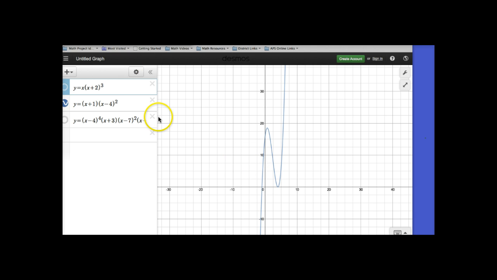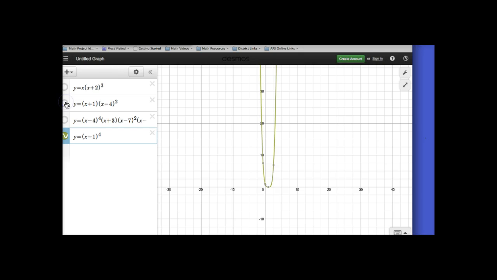So here's our function, the (x + 1)(x - 4) squared. And notice here we have our -1, it's crossing through there. But our +4 root only touches. So let's create another equation. Let's create one that has, let's say, (x - 1), and let's raise this to the 4th power. We'll hide the other one.